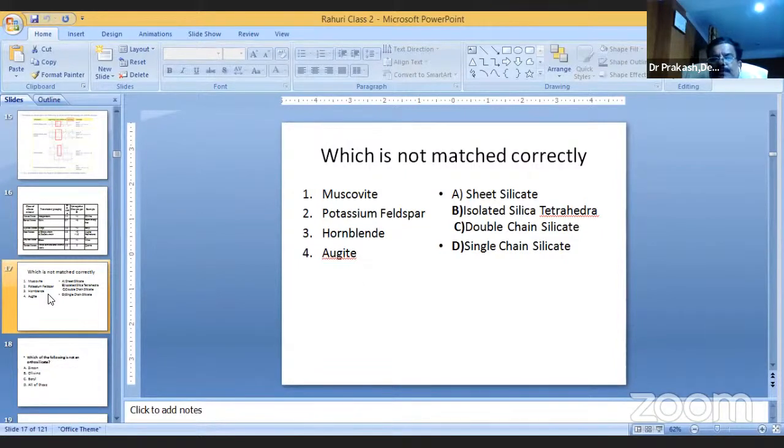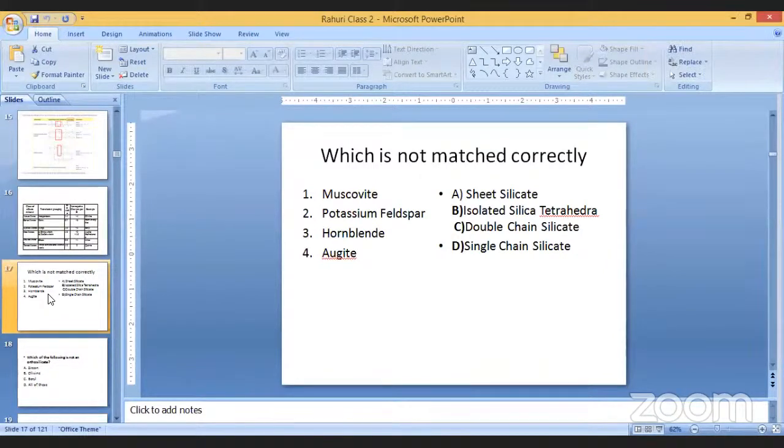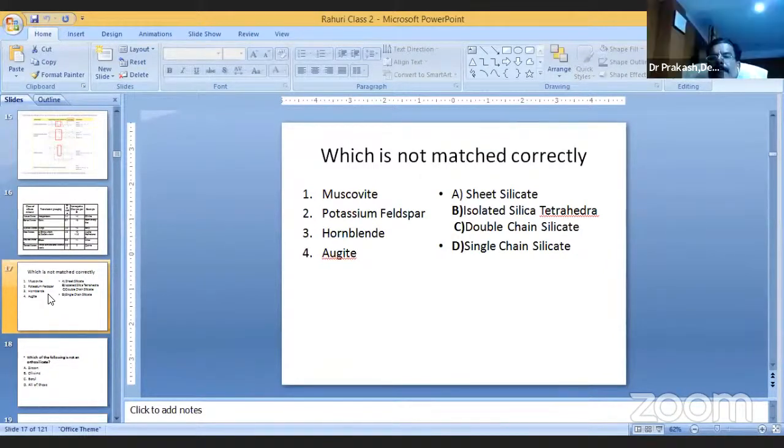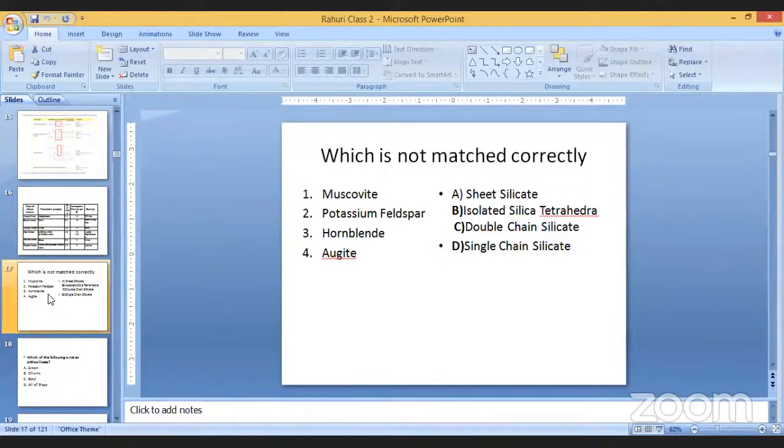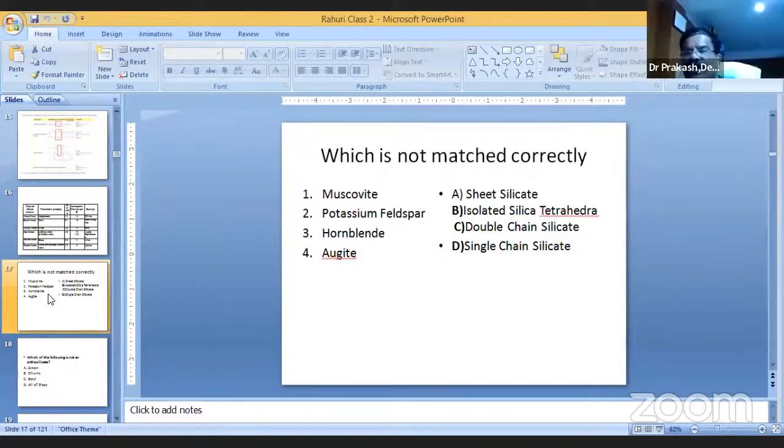Yes, quickly. Potassium feldspar. Yes, potassium feldspar. So it is not isolated silica tetrahedra. It is tectosilicate. Others are correctly matched.